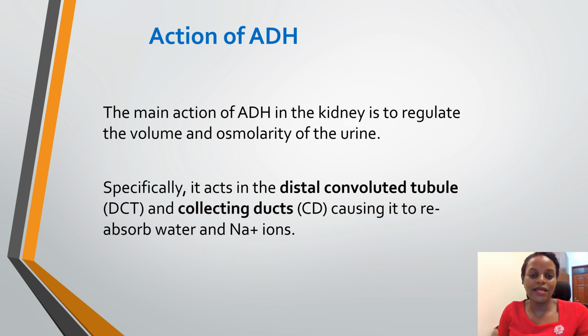So how does ADH function in the body? The main action of ADH is in the kidneys and is to regulate the volume and the osmolarity of the urine. Specifically, it acts in the distal convoluted tubules and the collecting ducts, causing them to reabsorb water and sodium ions.